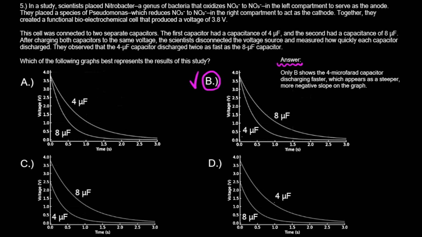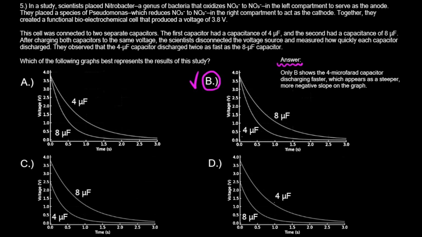Here's the only sentence you need to focus on. They observed that the 4 microfarad capacitor discharged twice as fast as the 8 microfarad capacitor. That's it. This is the critical sentence. Everything else in the question stem is just background detail meant to distract you. So, what does this sentence mean? It tells us that the rate of discharge is faster for the 4 microfarad capacitor.